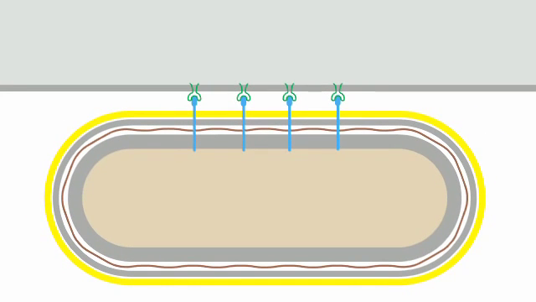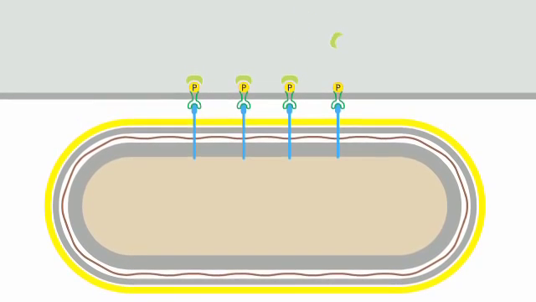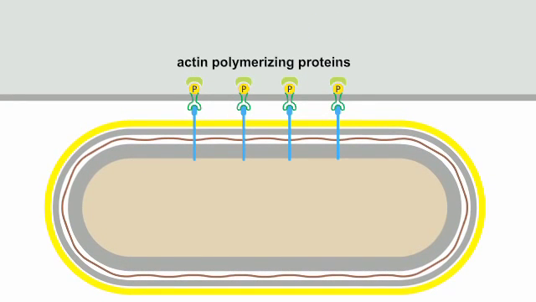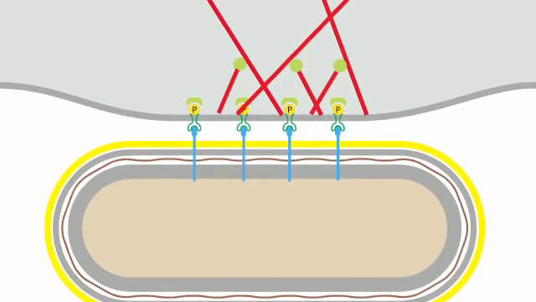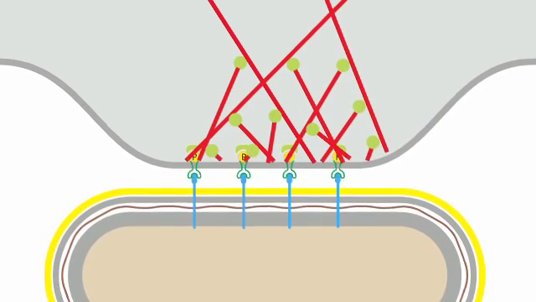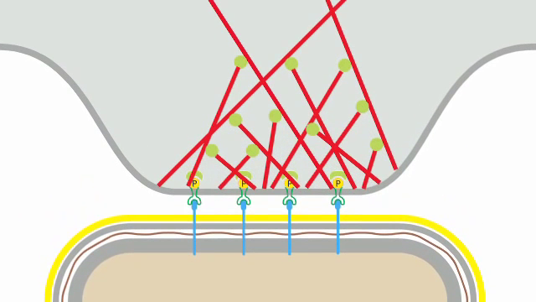The clustering of TIR proteins stimulates phosphorylation of their tyrosine residues by host cell tyrosine kinases. This leads to the recruitment of actin polymerizing proteins that assemble a branched actin filament network inside the host cell. The polymerization of actin filaments generates a force that projects the host cell plasma membrane outward, thereby forming a pedestal on which the bacterium rests.